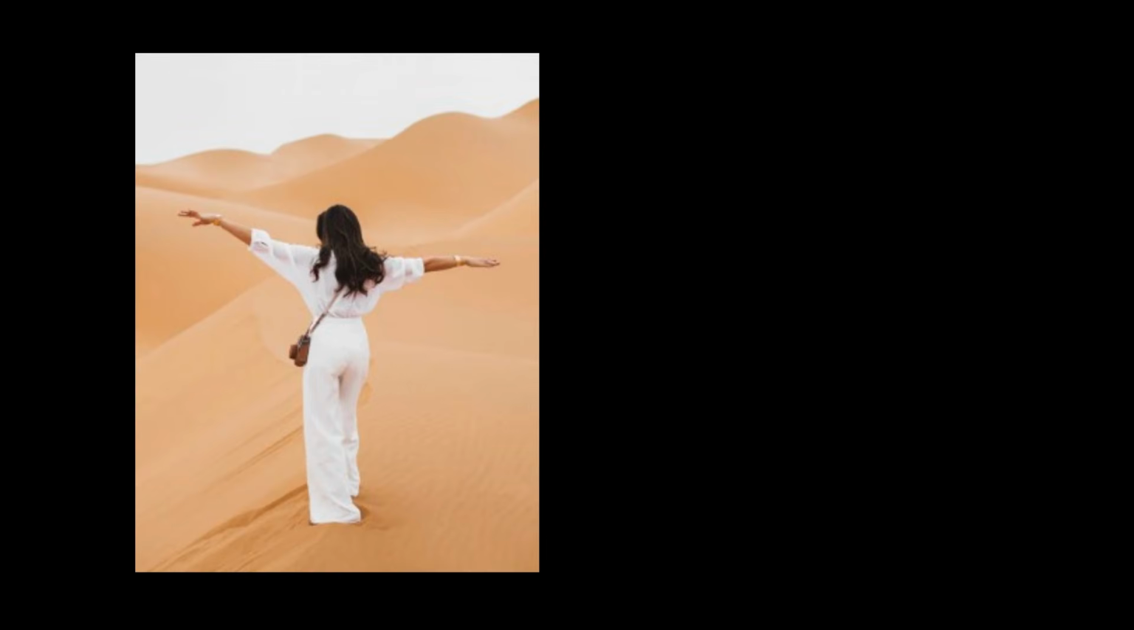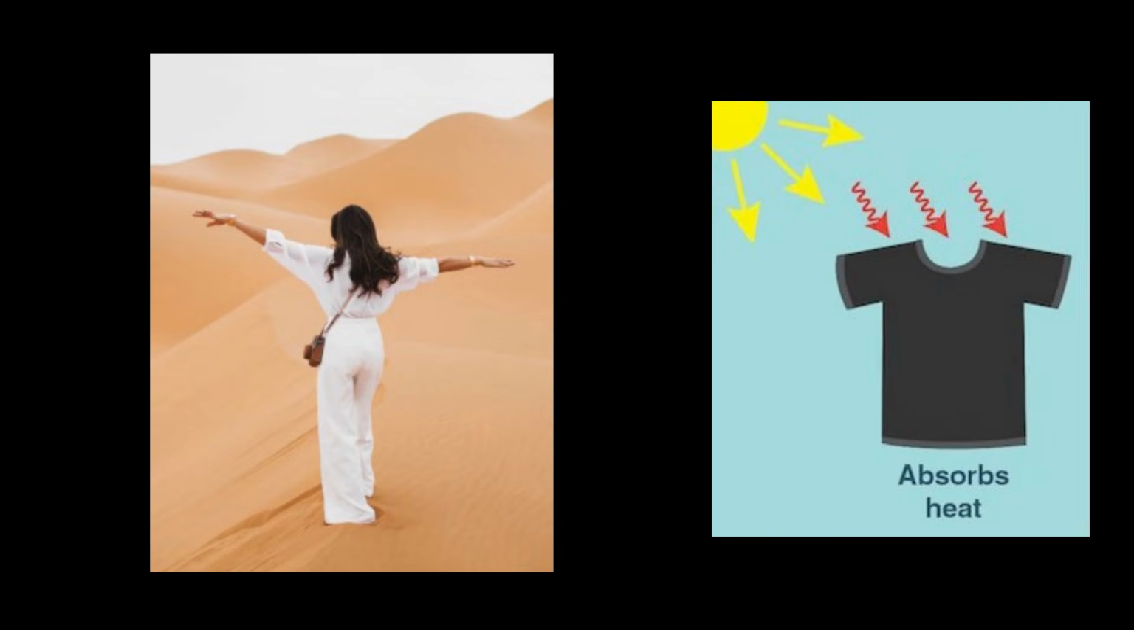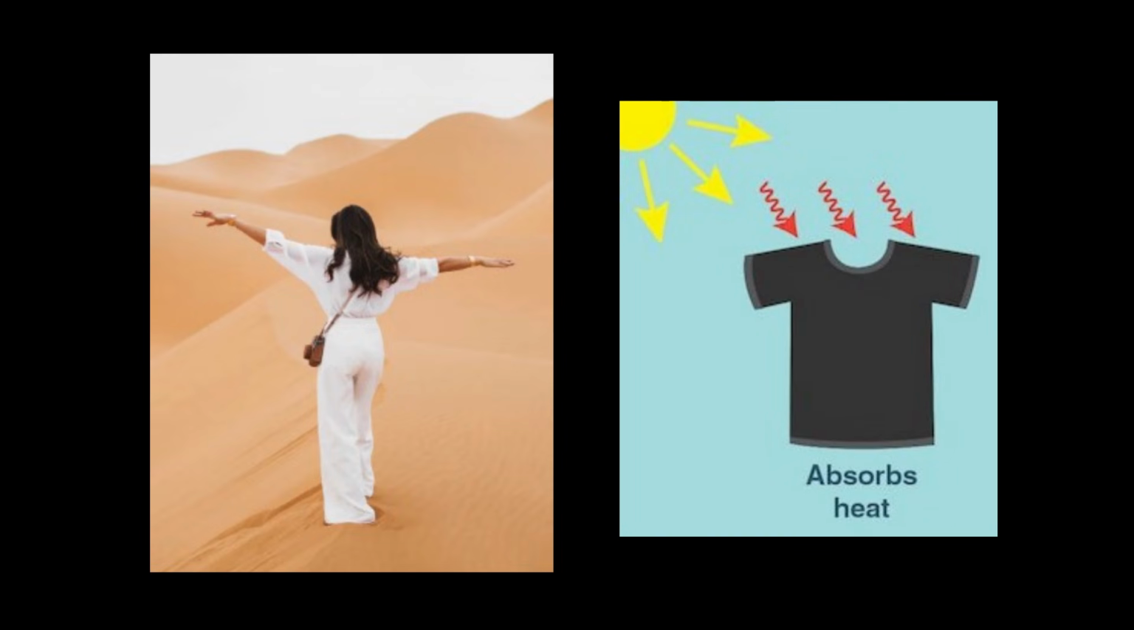But how much light is reflected will depend on how reflective the surface is. Brighter surfaces will reflect more light, which is why people wear white in the desert, and dark surfaces, on the other hand, will absorb more light, which is why wearing black clothing during a hot summer is not recommended.